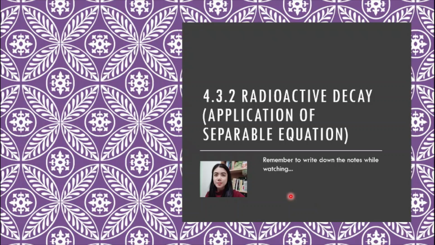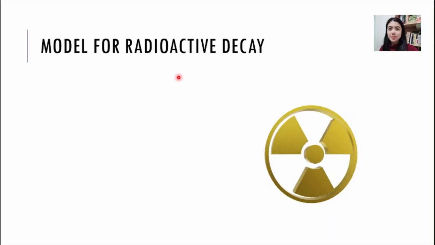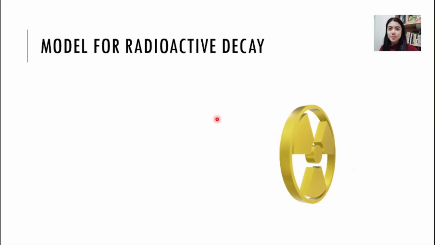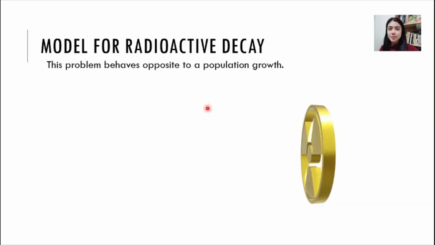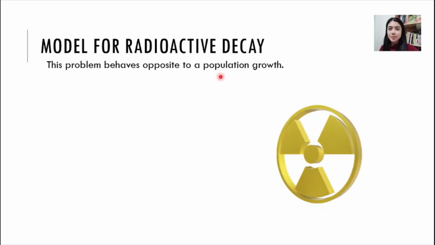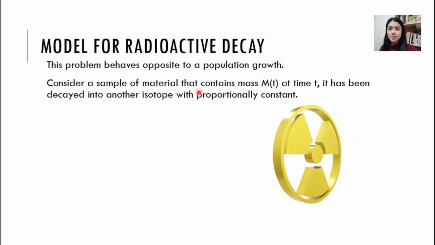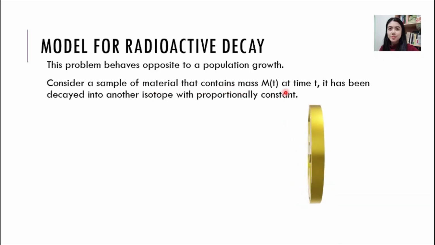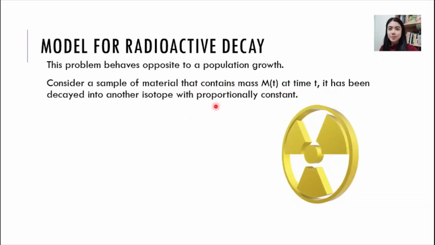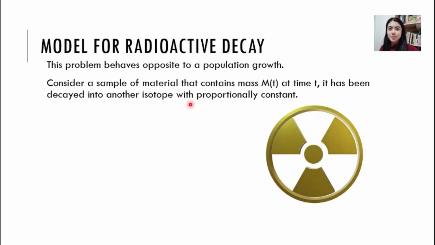This is 4.3.2 Radioactive Decay, Applications of Separable Equations. So let's just look at the model for radioactive decay. This problem behaves opposite to a population growth. Consider a sample of material that contains the mass m at time t that has decayed into another isotope with a proportionality constant.